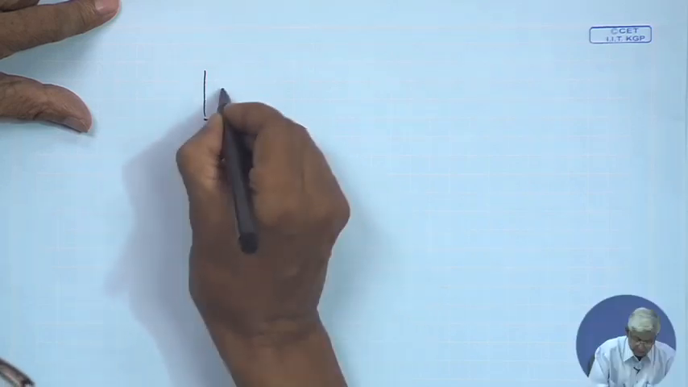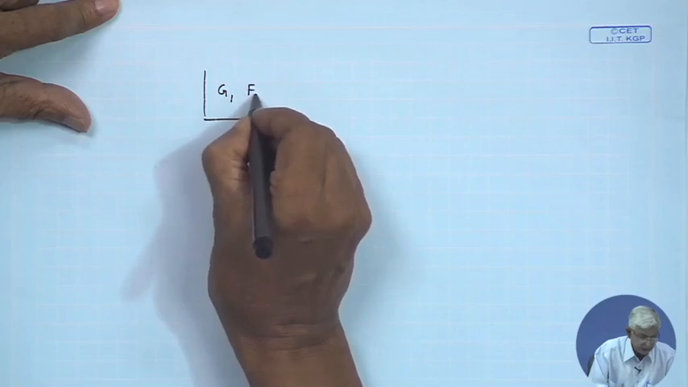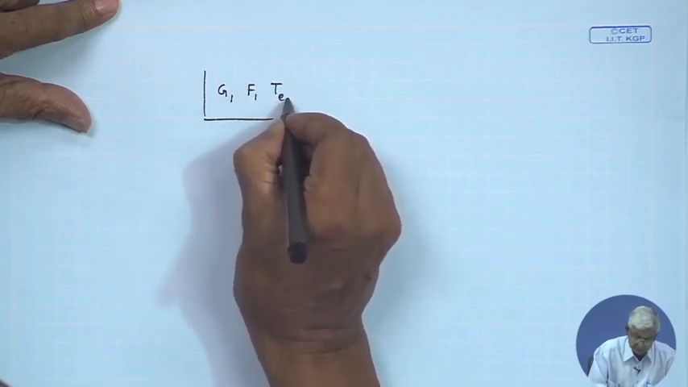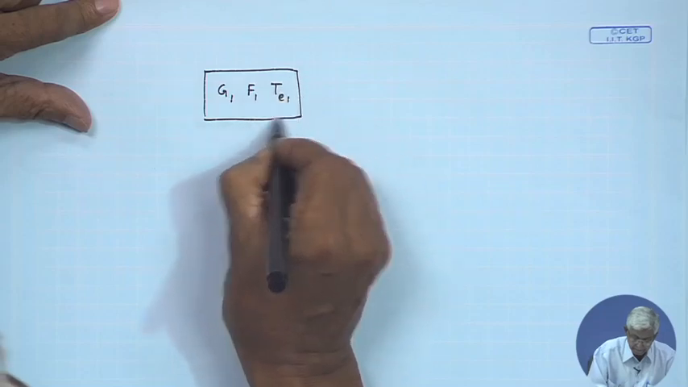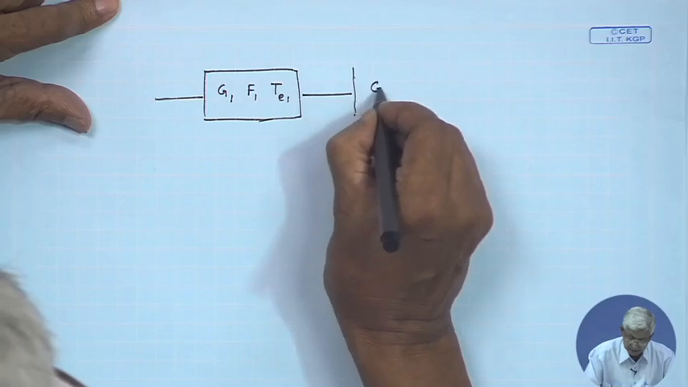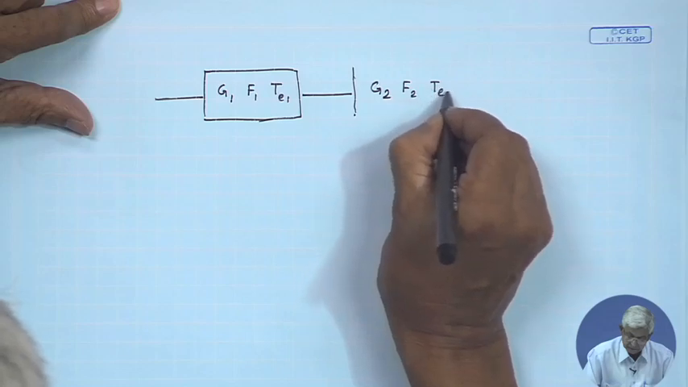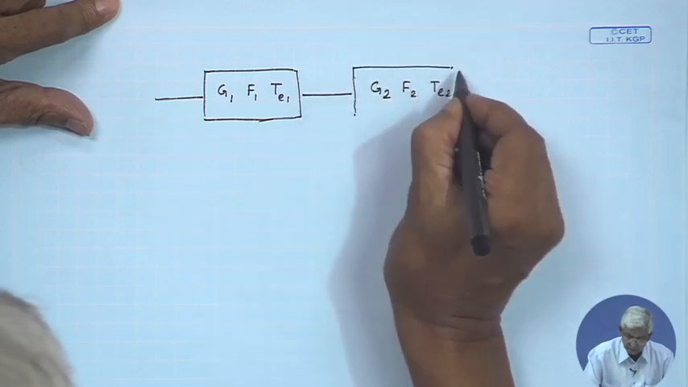So, let us see in the cascaded system totally what should be the system noise temperature that may arise. Let us look at a two-stage cascaded system. Say the first stage has a gain G1, a noise figure F1, and an effective noise temperature TE1, and it is cascaded, that is connected, to another system which has a gain G2, noise figure F2, and effective noise temperature TE2.